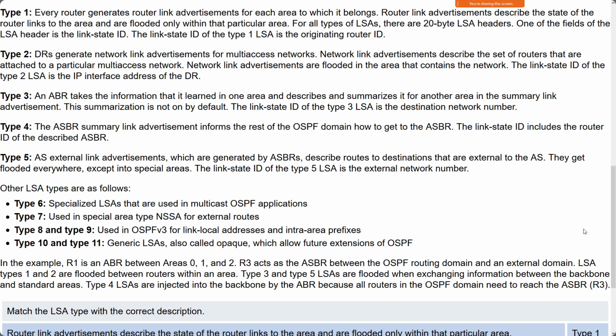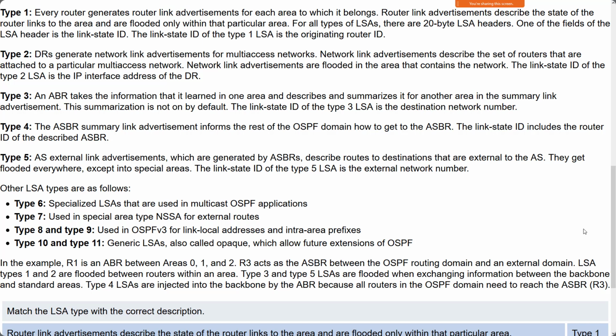Okay, yeah. So they're generated by the ASBRs. They describe the external routes. They get flooded everywhere except for special area types. And by the way, external LSAs never go into any special area type. It could be stubby, totally stubby, not so stubby, totally not so stubby. The type 5 LSAs never enter a special area type. Okay? The link state ID is the actual external route that is being advertised through the redistribution process.